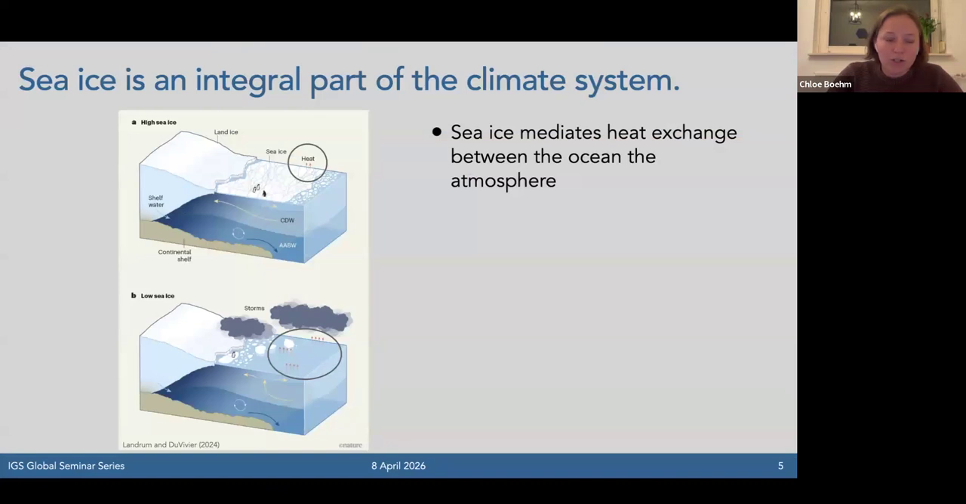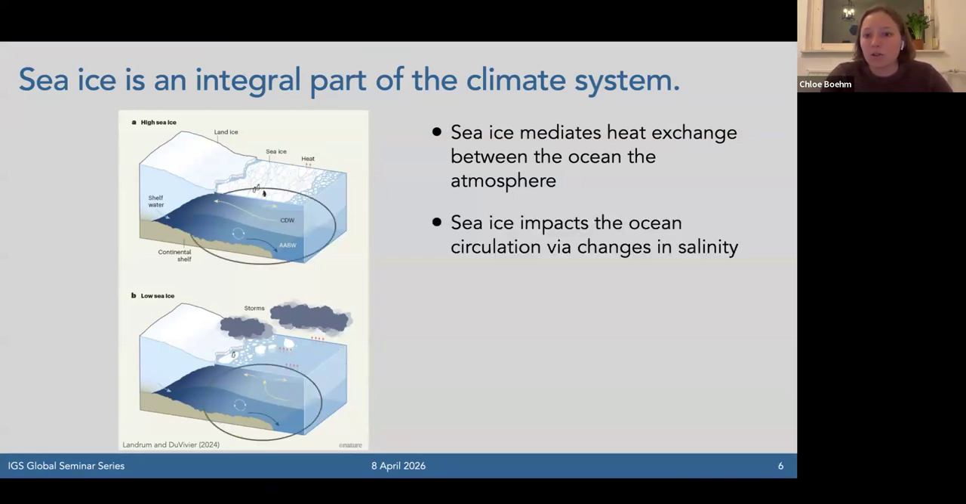We're interested in sea ice, and it's quite an integral part of the climate system. It mediates heat exchange between the ocean and the atmosphere. This little diagram shows, at the top, conditions associated with a high sea ice state versus conditions with a low sea ice state on the bottom. With less sea ice, you get more heat going from the ocean into the atmosphere. Sea ice also impacts ocean circulation via changes in salinity and temperature. This highlights how the formation of circumpolar deep water and bottom water is impacted by how much sea ice is present.